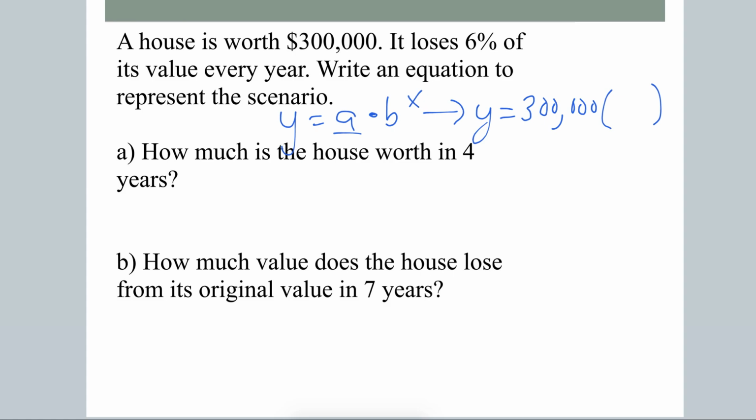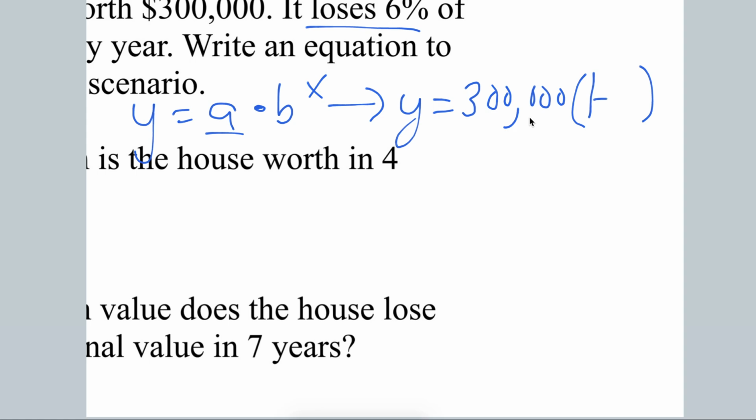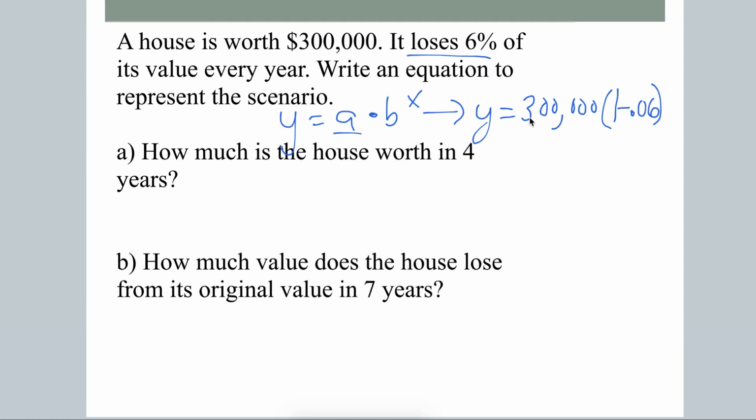If the original value 300,000 were to not change, if the value of the house were to not change, it would just be 1, right? 1 times 300,000, still 300,000. But it's saying that it loses 6% of its value every year. So losing means that we want to subtract, and 6% as a decimal would be 0.06, and then raised to the x power.